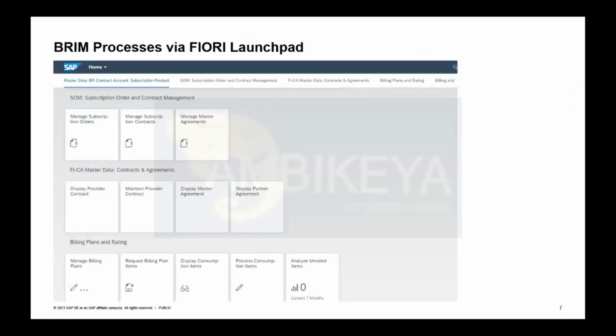I'm quite proud because with the update of the material, we can now use all BRIM processes via Fiori Launchpad. This is new in the training. We start with the subscription and order with one exercise. Then we submit it to a subscription contract. We also have the change processes in place that are done according to the subscription contract.